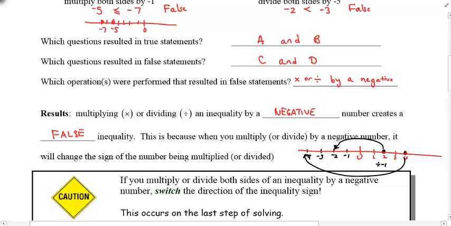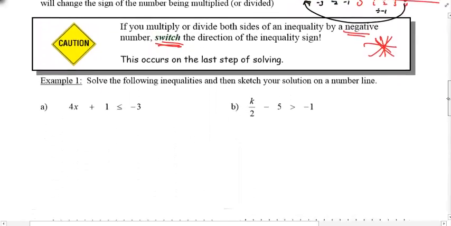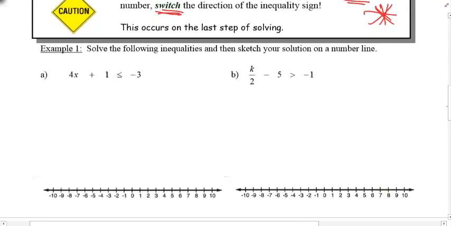It's the opposite. So, key thing here. If you're multiplying or dividing both sides of an inequality by a negative number, please switch the sign. Okay? It's in the box. It's a caution. It's starred. It's important. Okay? So let's try some examples now.